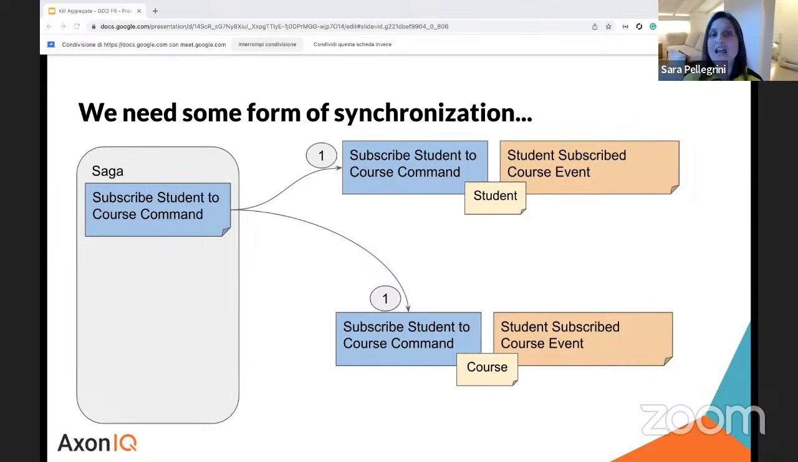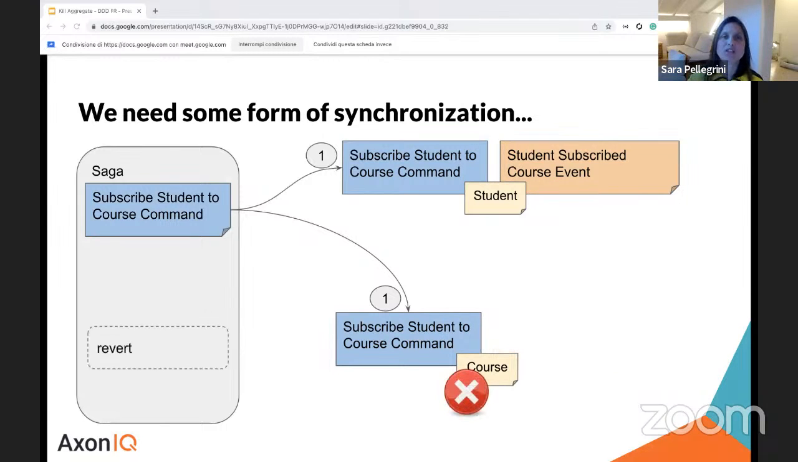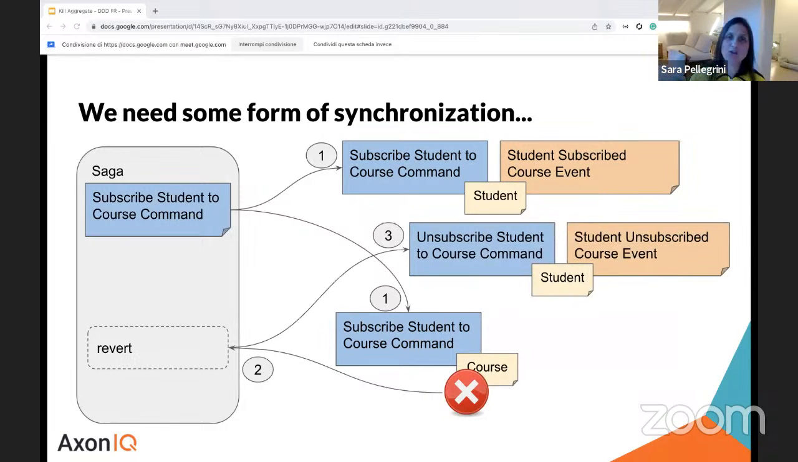Very simple, unless one of the two aggregates refuses the command, for example, when the course is fully booked. In this case, the orchestrator component must react accordingly by sending a second command to the student to request the cancellation of the previous subscription. This is one possible solution. There might be several others. In any case, any form of synchronization requires additional complexity.